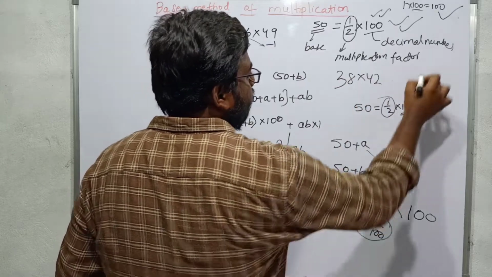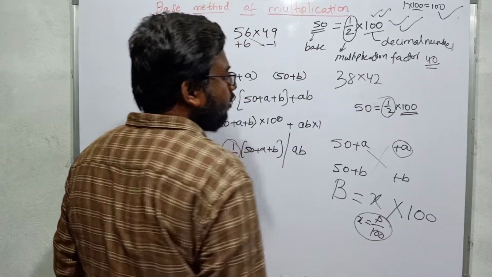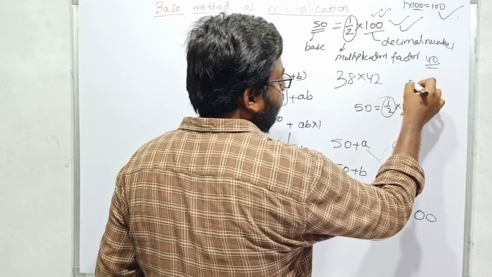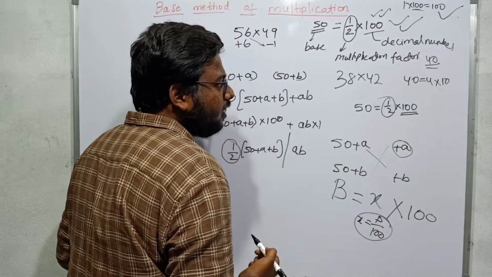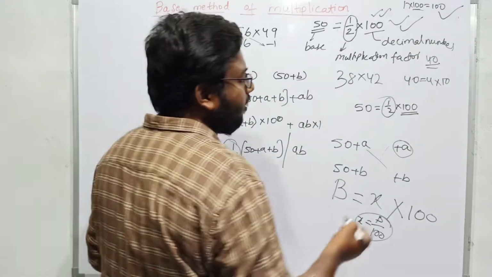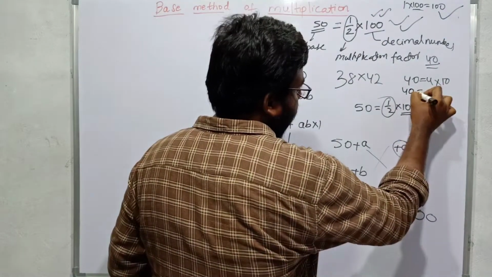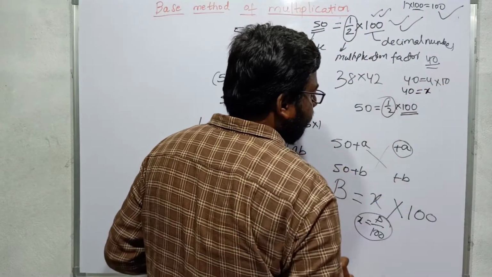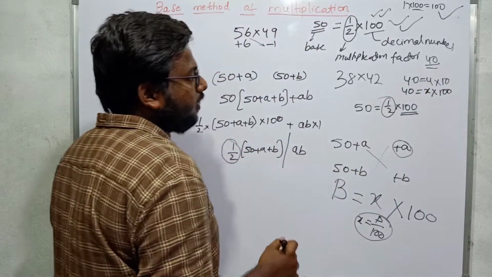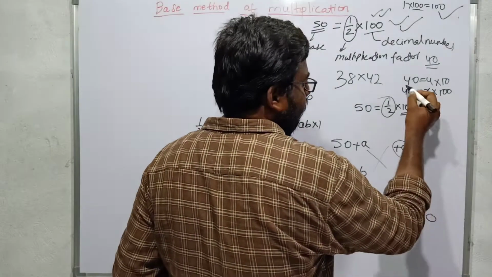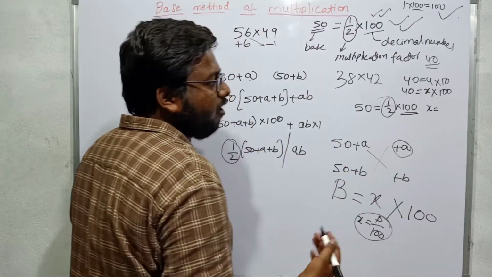What will be my base? My base will be 40. If I want to calculate this on decimal number 10, then I can write it as 4 into 10. If I want to calculate in terms of decimal number 100, then I don't know the factor. So I will write the multiplication factor as x, and x will be 40 by 100, and this will be 2 by 5 or 4 by 10.